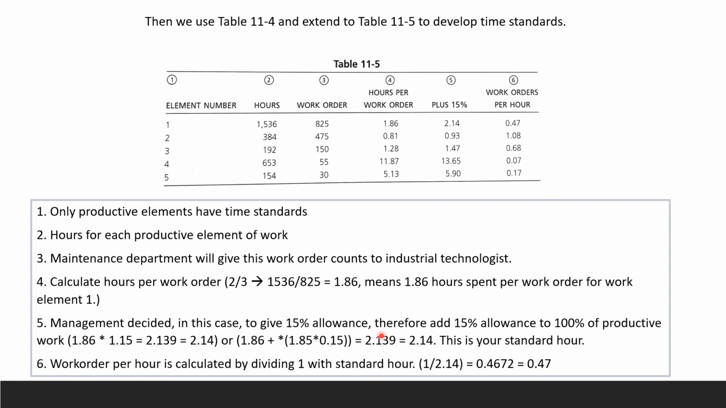Yeah, that's it. So here, number 6, work order per hour is calculated by dividing 1 by standard hour, and you get that. So I told you to just do the lab, and then fill it up. And please wait for the later chapters for the explanation, if you want to know. So anyway, now you know how to do it, step by step for the lower part of your operation chart or any other chart. We will go over it one by one.